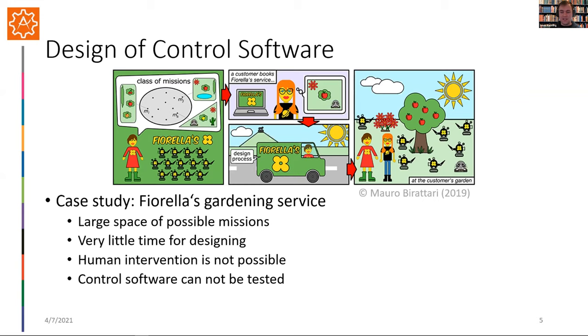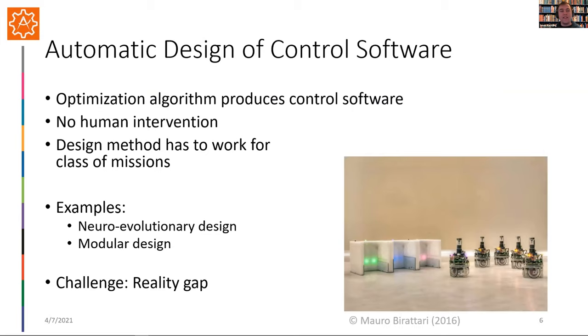So what Fiorella would probably be interested in is automatic design of control software. In the automatic design of control software, the design process is replaced by an optimization process. An optimization algorithm is optimizing some target architecture with regard to an objective function and is thus implicitly producing control software for the task. Automatic design does not account for any human intervention besides the problem definition and the definition of the design method. And then automatic design methods usually work for a class of missions. So this is also in favor for Fiorella.